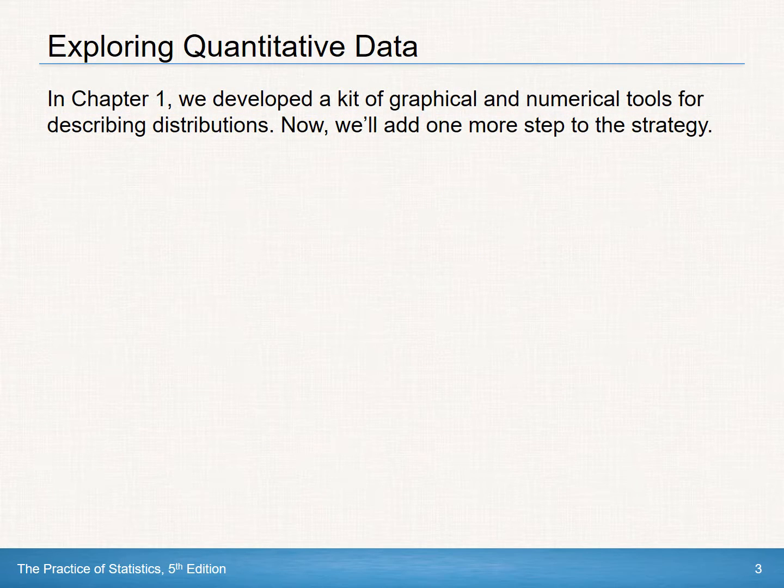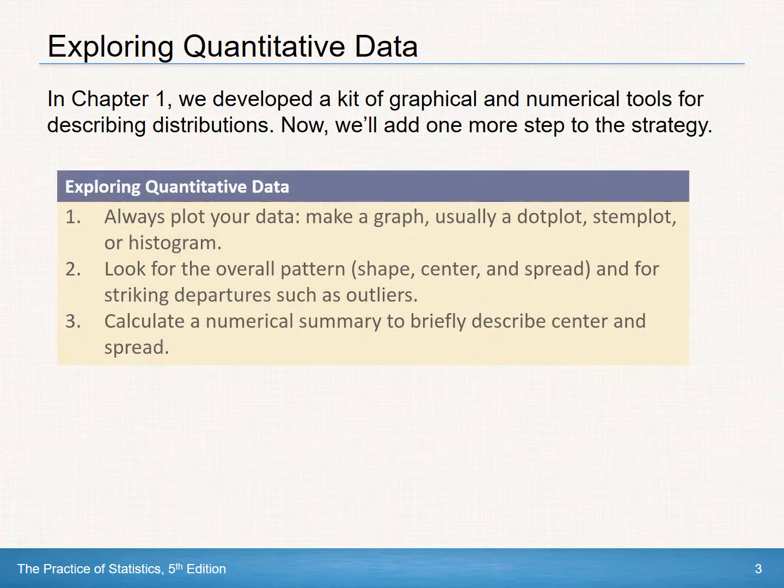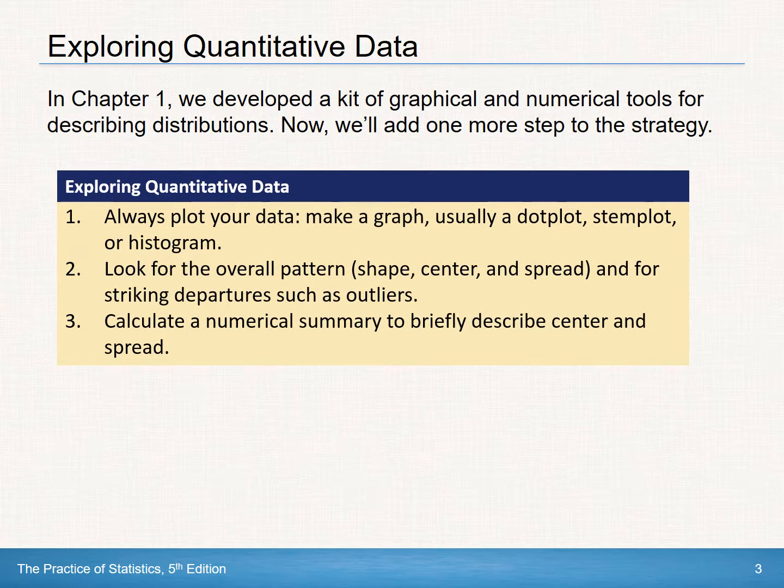In Chapter 1, we developed a kit of graphical and numerical tools for describing distributions. Now we're going to add one more step to this strategy. So when you're asked to explore quantitative data, remember, first, you always need to plot your data. Make a graph, sometimes a dot plot, a stem plot, or a histogram. Look for the overall pattern, remember our SOCS, and calculate a numerical summary to briefly describe the center and the spread.